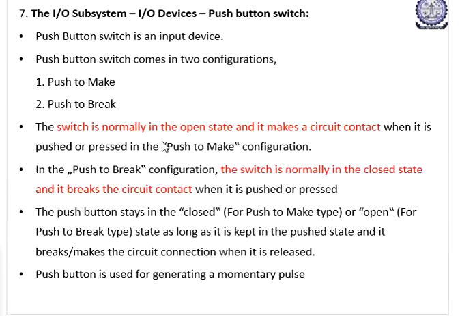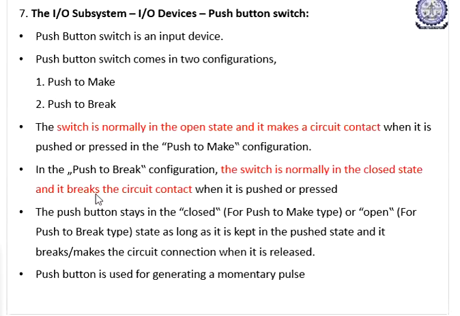The switch is normally in the open state. It makes a circuit contact whenever the push is pressed. Another one, the push to break configuration, is nothing but the switch is usually in the closed state, and it breaks the contact whenever the push is pressed.